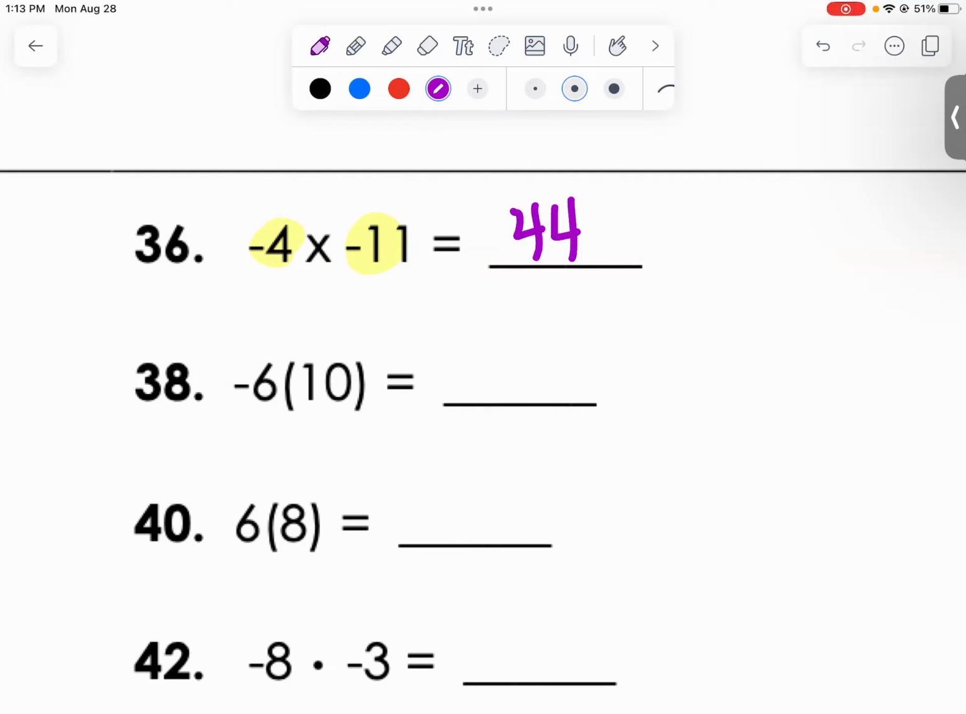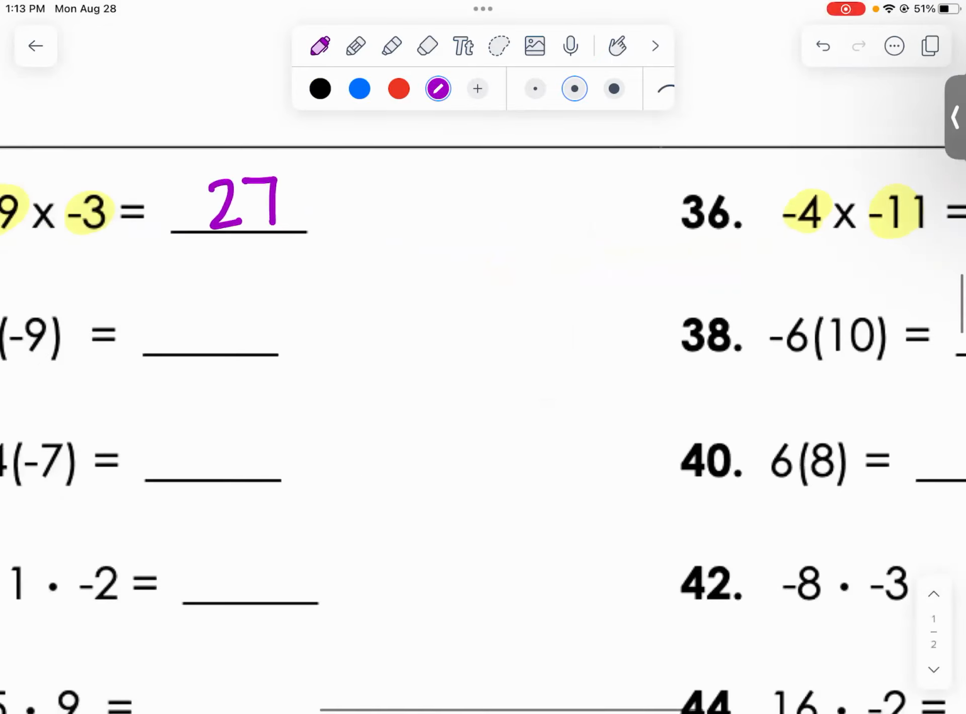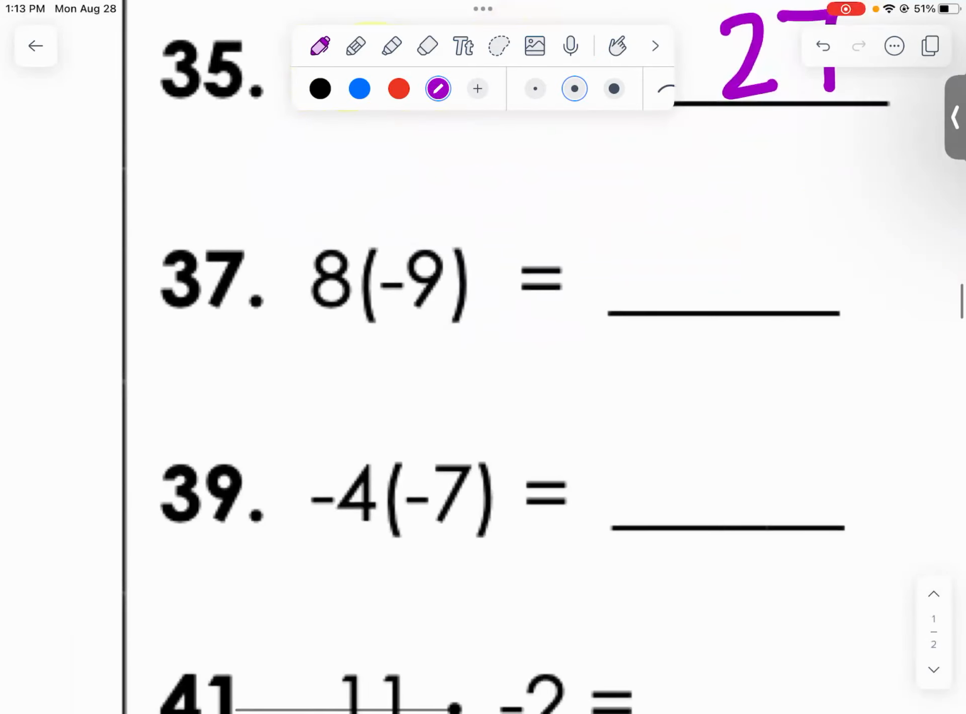Now, let's look at number 37. Notice how we have a positive 8 times a negative 9. So, Tony, what's going to be true about this answer? Is it going to be a positive or negative answer? It's going to be a negative answer. Peyton, why is this a negative answer?